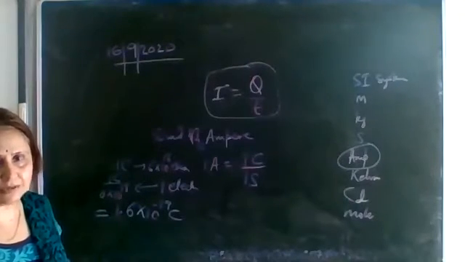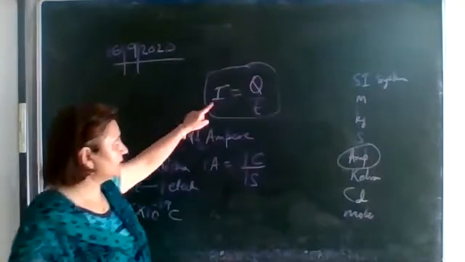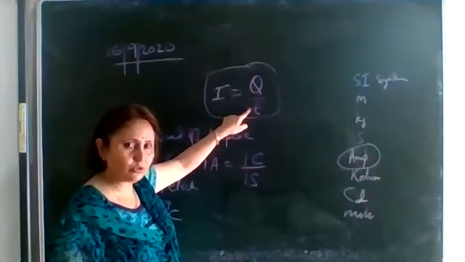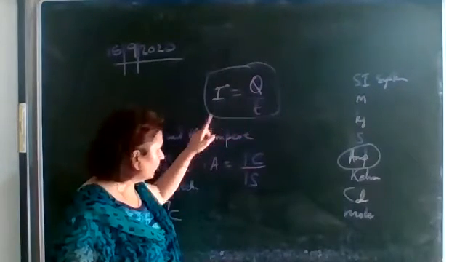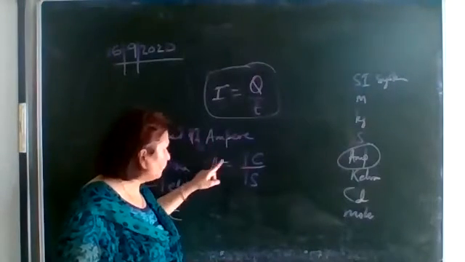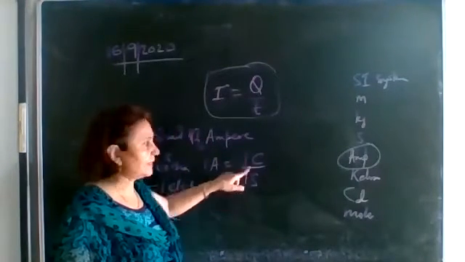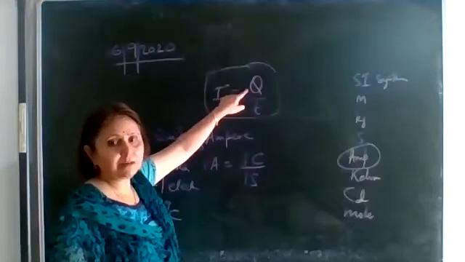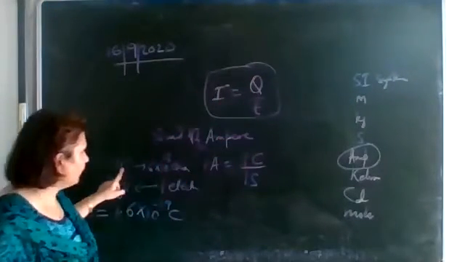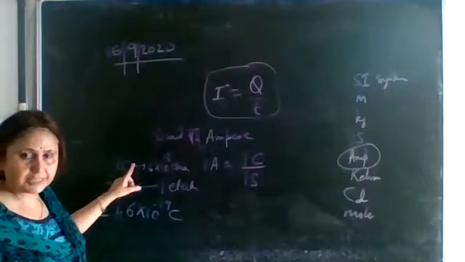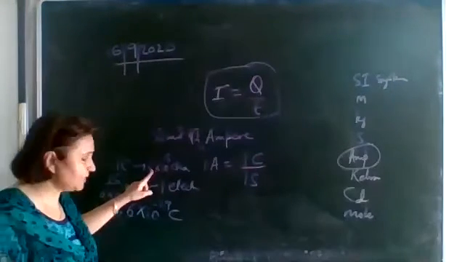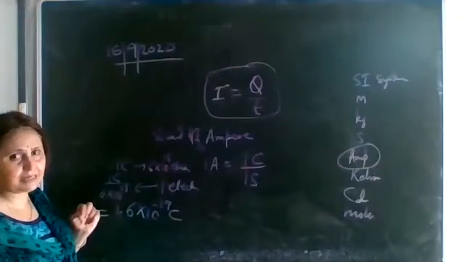So the current is the rate of charge, that is the charge upon time. The SI unit of current is ampere. Here 1 ampere is equal to 1 coulomb upon second. Now what is this coulomb? Coulomb is the unit of charge, and 1 coulomb is equivalent to the flow of 6 into 10 raised to the 18 electrons.